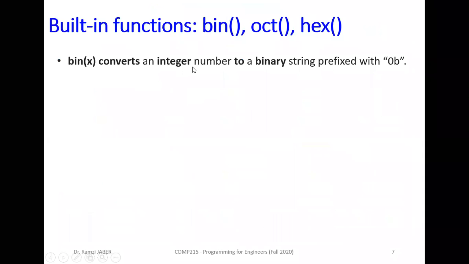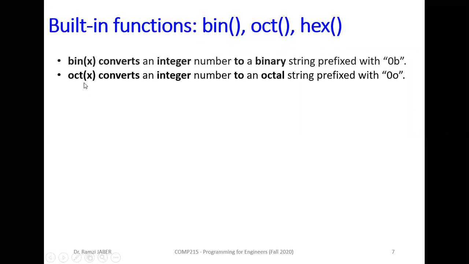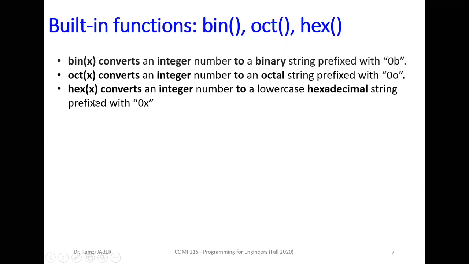bin(x) converts an integer or decimal number to a binary string prefixed with 0b. oct(x) converts from an integer to an octal string beginning with 0o, small o. hex also converts to a lowercase hexadecimal string starting with 0x.